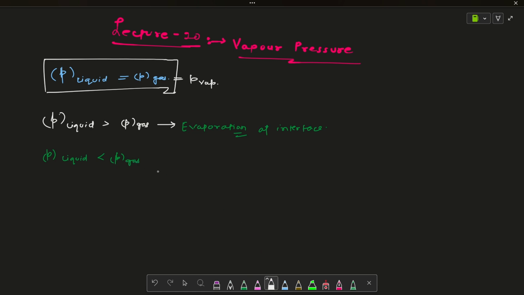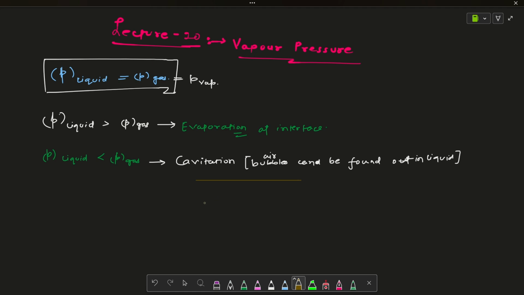Okay, the second case can be when the pressure of the liquid is lesser than the pressure of the gaseous. This is when the liquid pressure falls below the vapor pressure, and we call it cavitation. Why do we call it cavitation? What do you mean by cavitation? Bubbles, air bubbles. Actually, air bubbles can be found in the liquid.